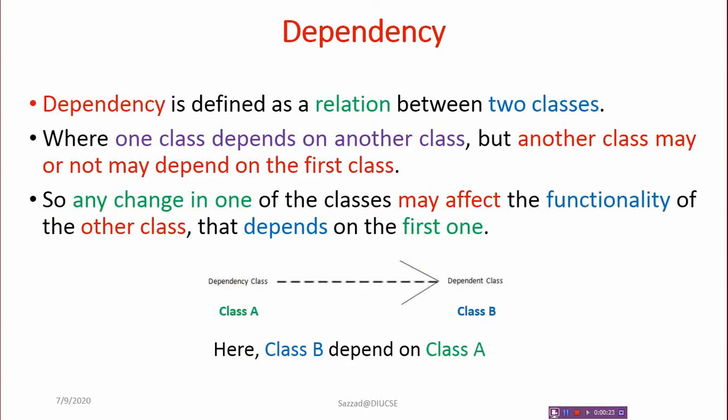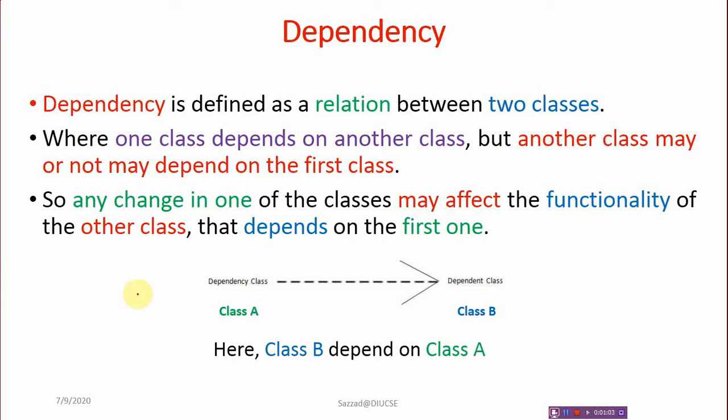So dependency. Dependency is defined as a relation between two classes. It is actually a relation between two classes where one class depends on another class, but the other class may or may not depend on the first class. So dependency is actually one-sided. Any change in one of the classes may affect the functionality of another class that depends on the first class.